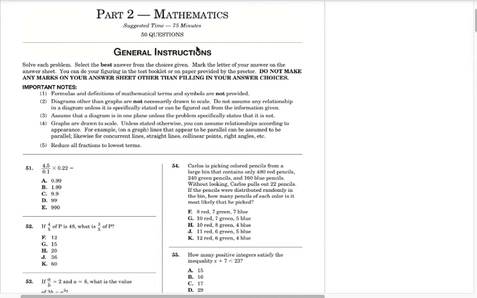This is the walkthrough for part one of the SHSAT 2016-2017 version. This is Form A for the mathematics.